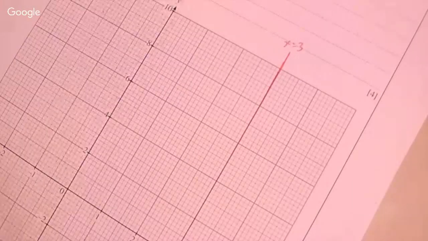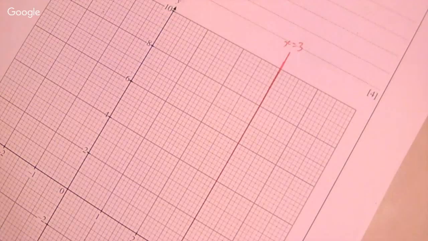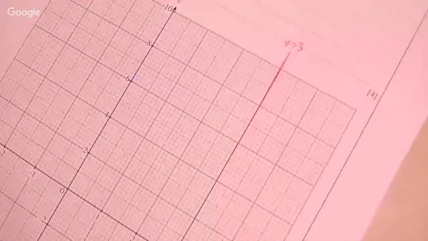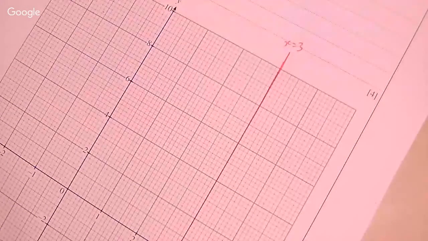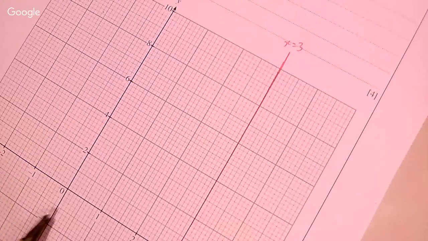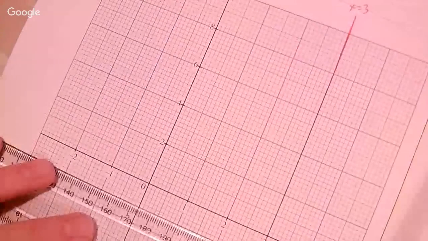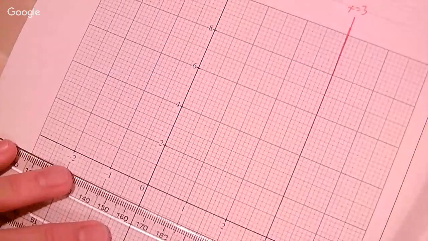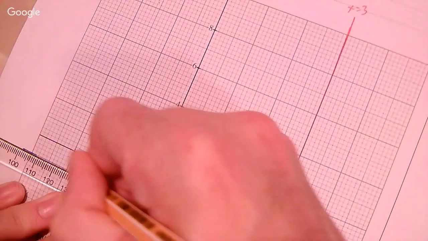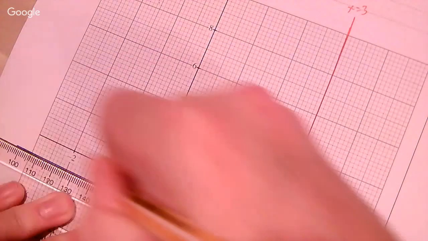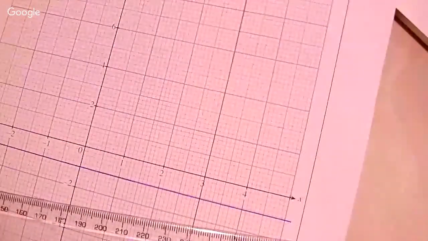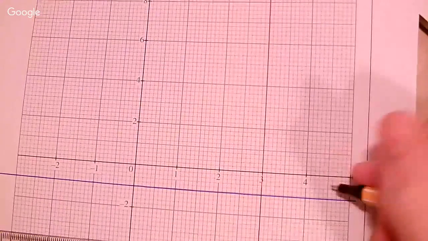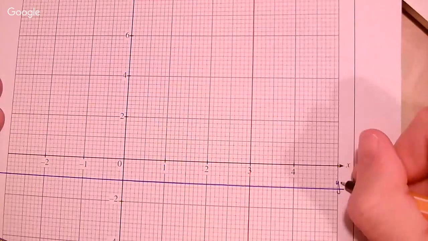Now I'm going to do y is greater than minus 1, but I'm going to worry about the inequality after. So I'm looking for the y-axis, and I'm looking for minus 1, which is by here, in between 0 and 2. So I would draw that line there. Okay, and I'll get that bit straight for you. So this is y equals minus 1.